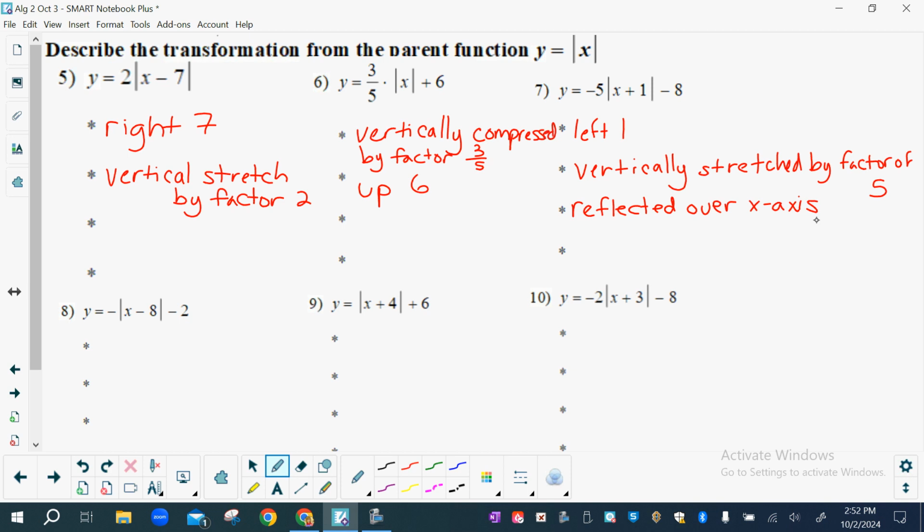Someone in the last period wrote reflected over x. Do you think that's going to be sufficient? Yeah, it's got to be x-axis. What's the last thing that's going to happen? Down 8.